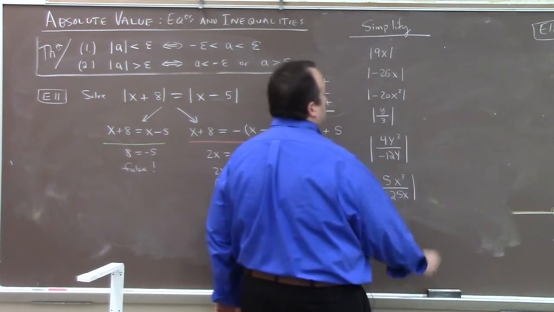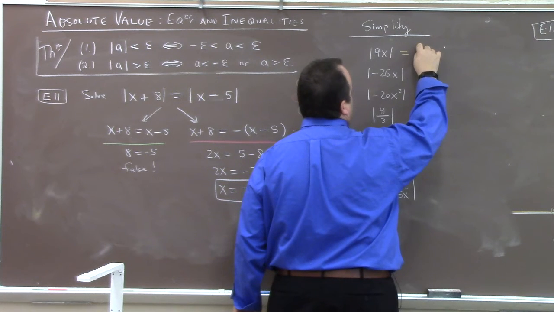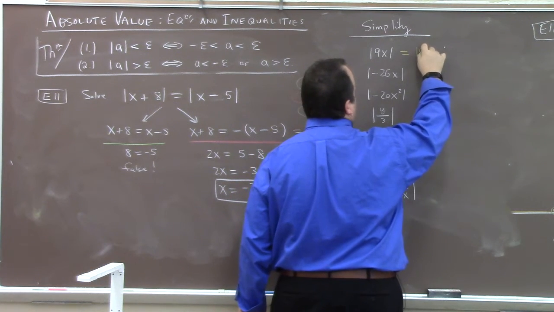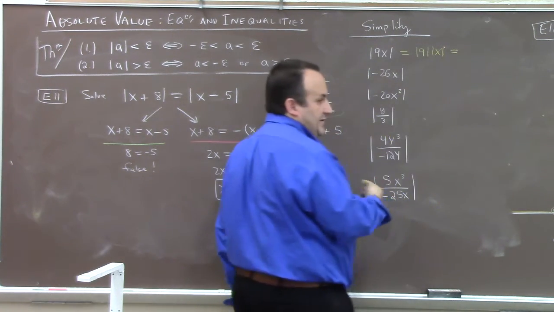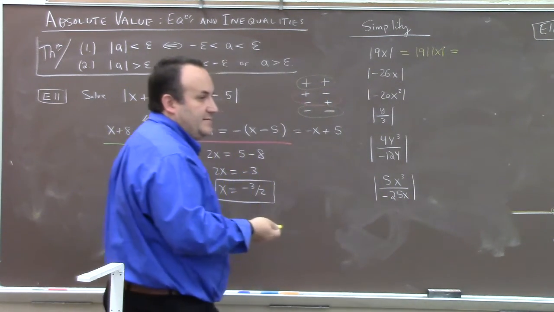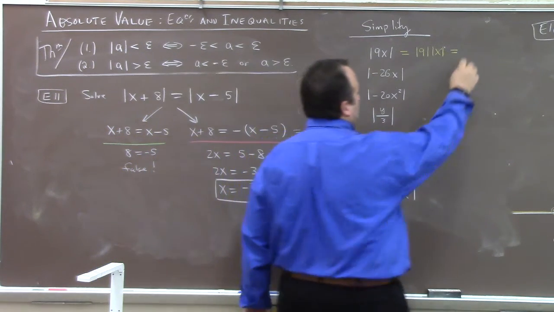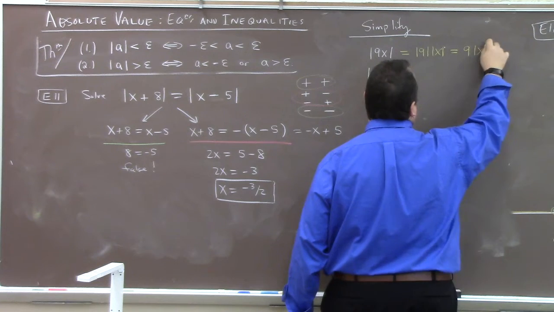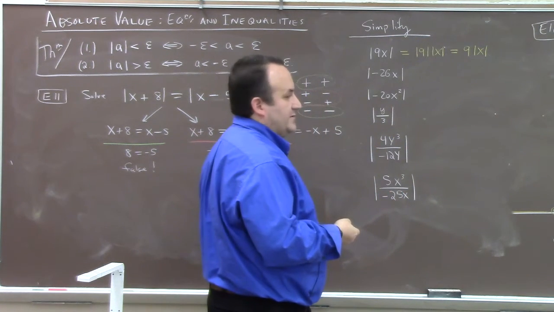Okay, so this is 9. Well, I'll write out a middle step. This is the absolute value of 9 times the absolute value of x, using one of the properties. But what is the absolute value of 9? Well, it's just 9, right? So we can just write this as 9 times the absolute value of x.